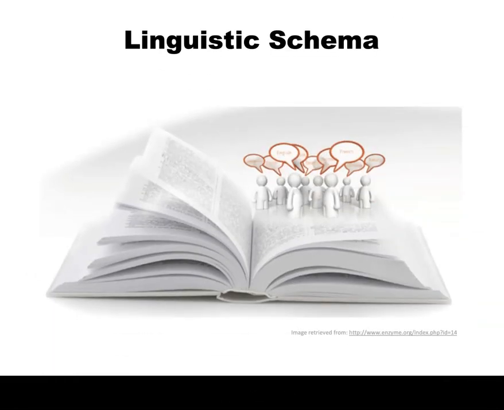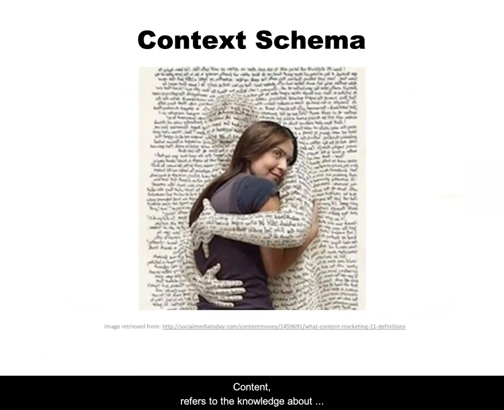Linguistic schema includes the decoding features a person needs in order to understand how words are organized and fit together in a sentence with spoken and written discourse. Content schema refers to the knowledge about the subject matter or the content.